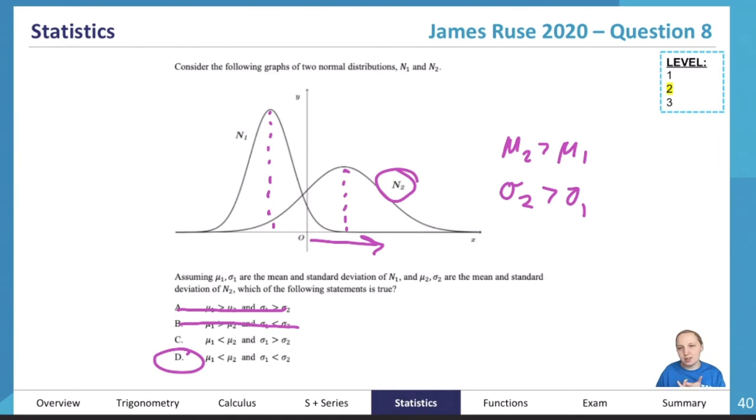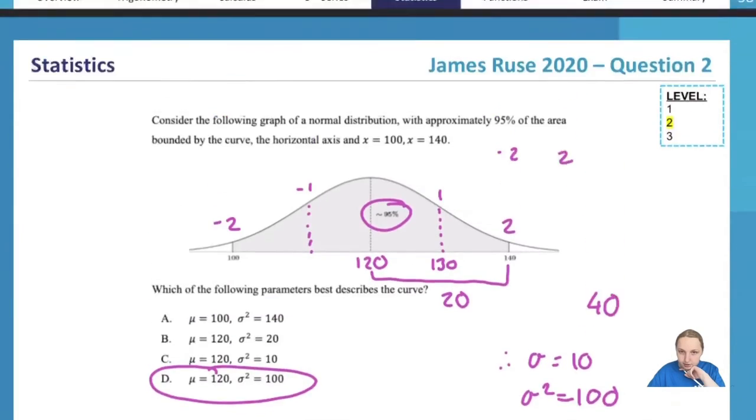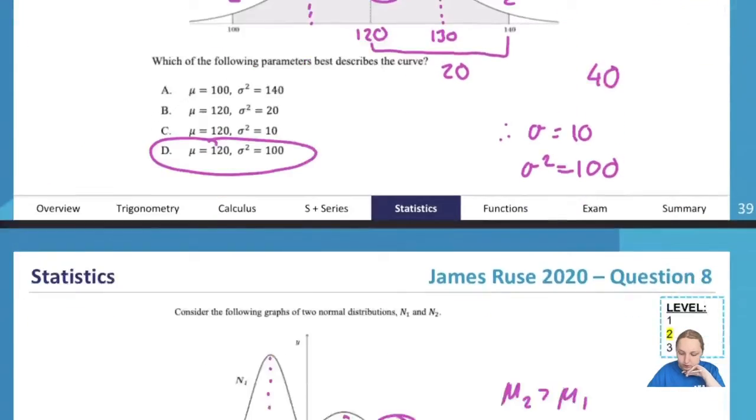So there's a 2 in difficulty. It does rely on you knowing what graphically the mean and the standard deviation look like, but they are not particularly hard concepts. So yeah, that's just some stuff on stats there, just some multi-choice questions.